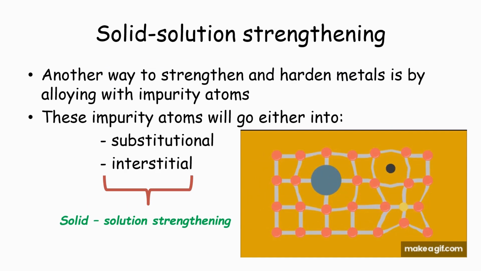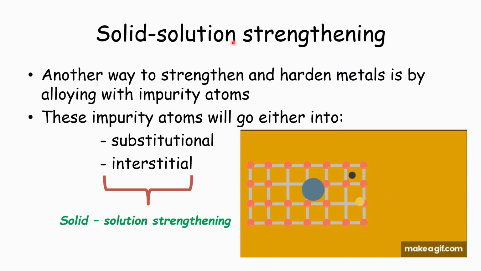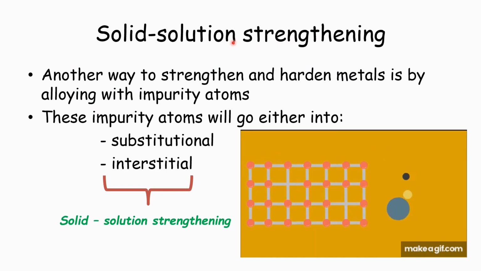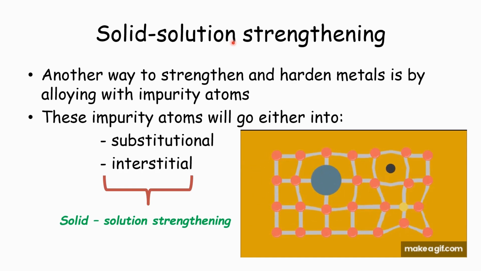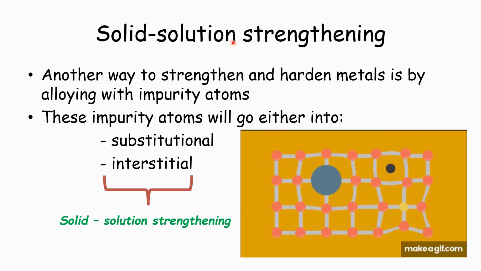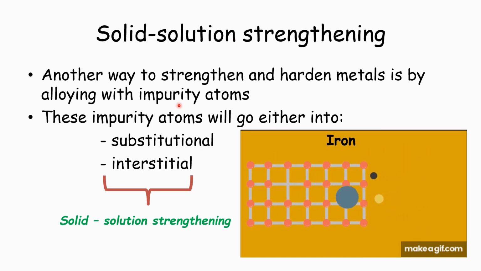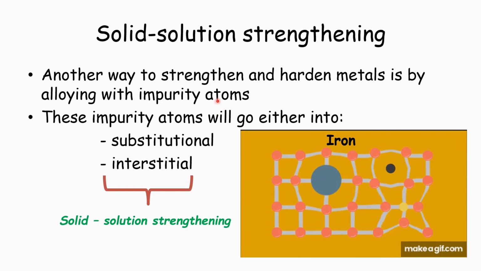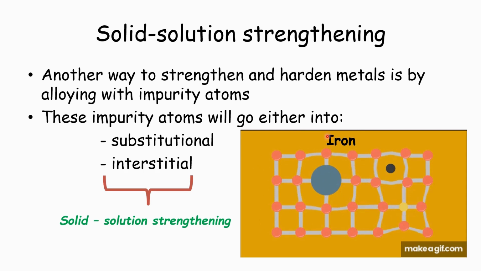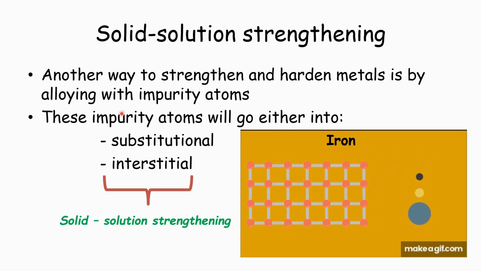So we can say that solid solution strengthening is strengthening pure metal through alloying. In this process, we are going to introduce alternate element atoms into the metal lattice, like what we can see in the animation here. And these impurity atoms will go into either substitutional or interstitial sites. This is what we call solid solution strengthening.